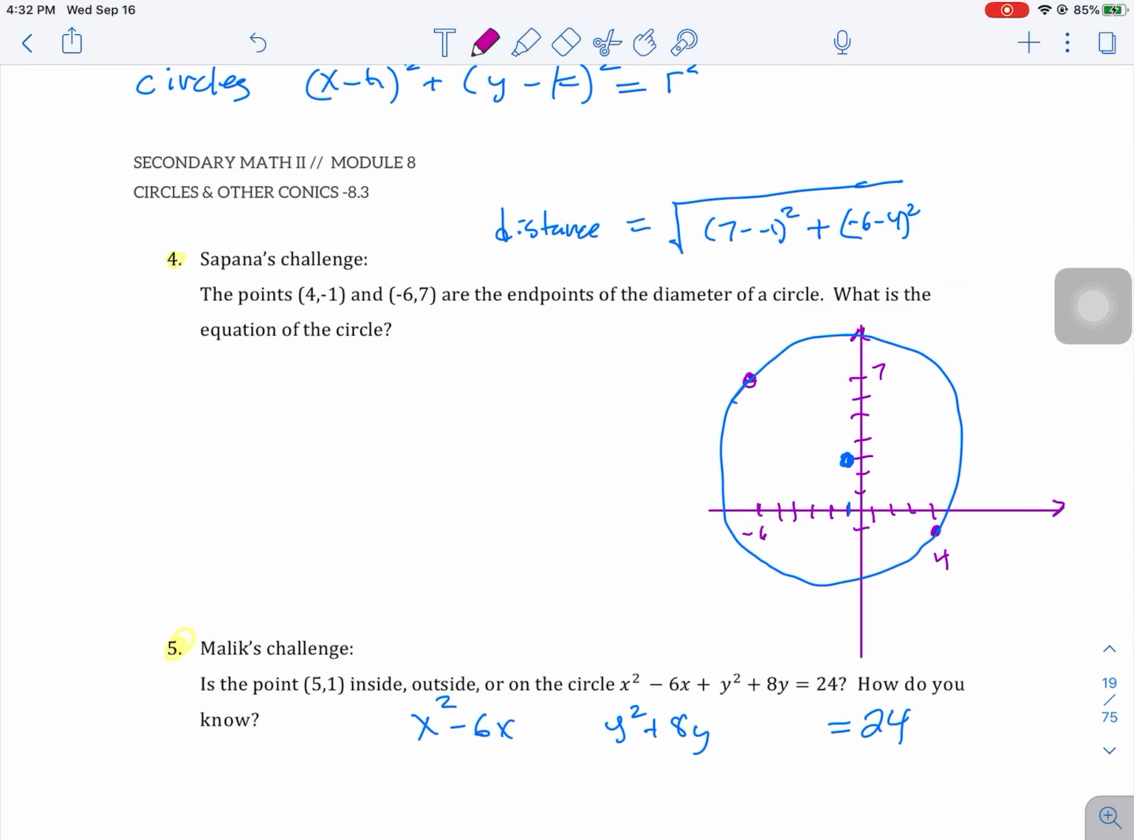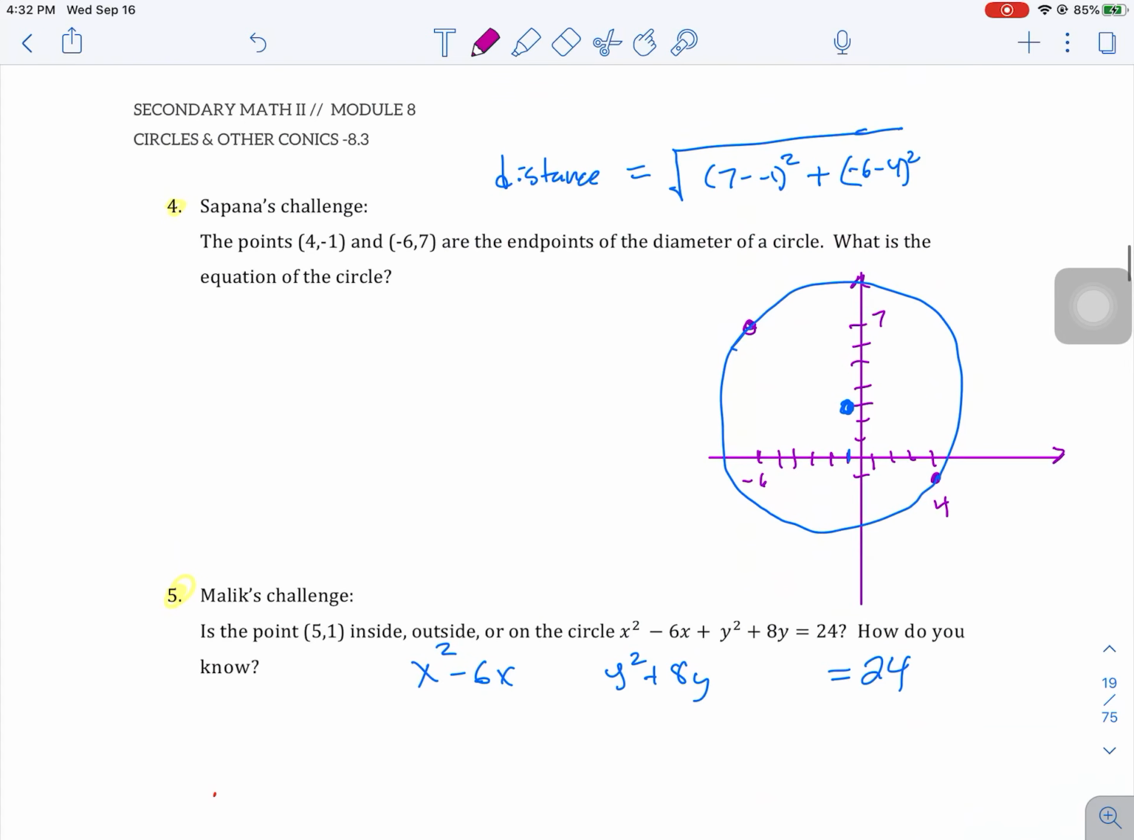Hey, welcome. So, I'm going to go through Module 8, Task 3. Look at these problems on the second page here.